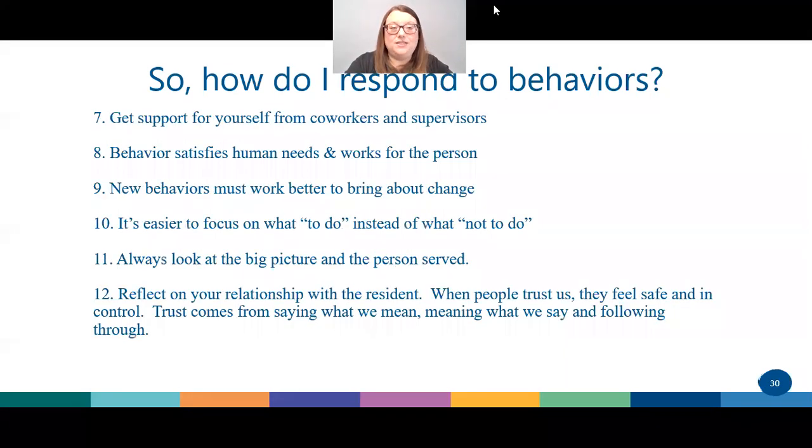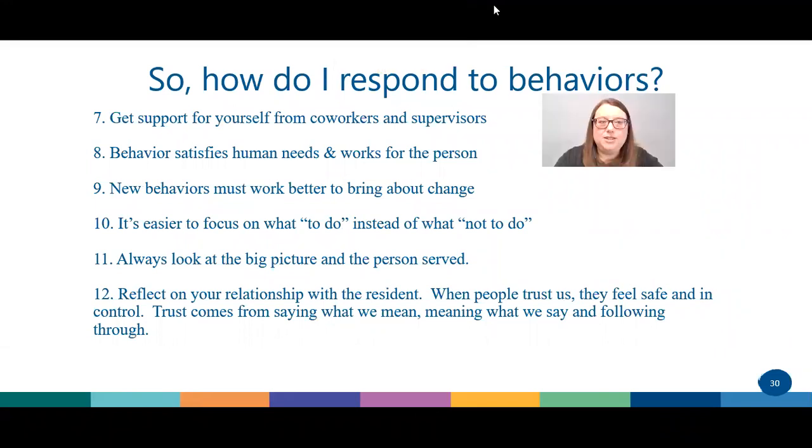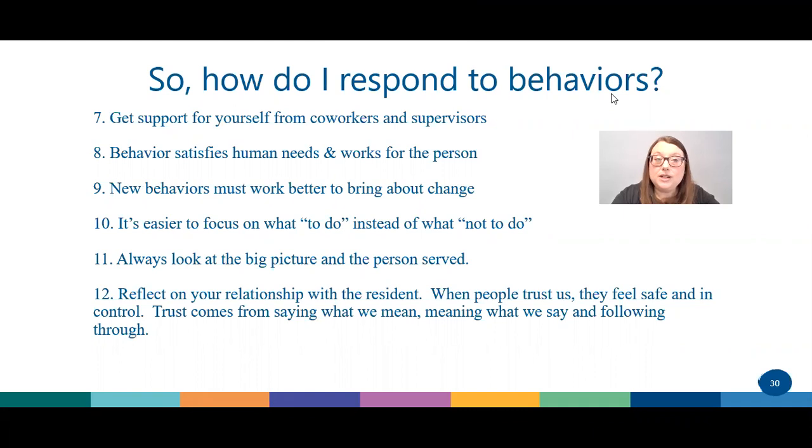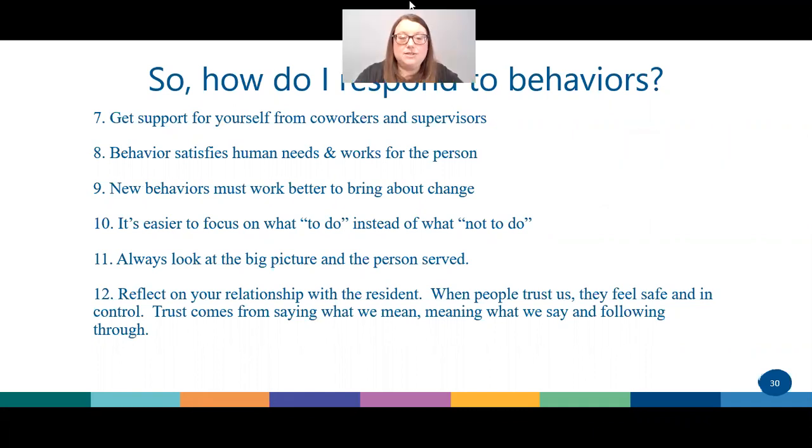Some other ways to think about responding to behaviors are to get support from your coworkers and from your supervisors. Maybe they have some tips and tricks for dealing with clients that they may have a better relationship with than you do.